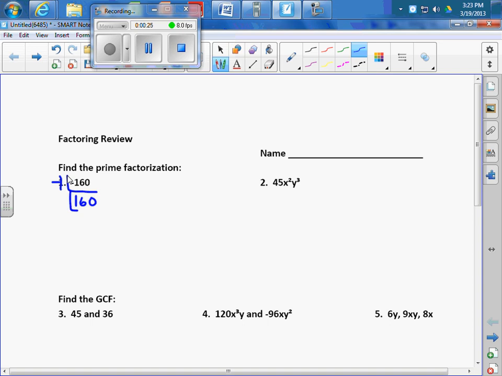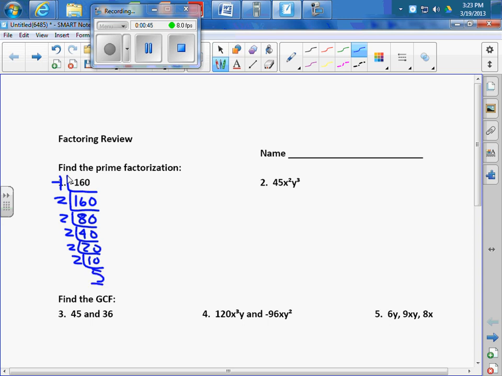And I like to do my prime factors like this because it keeps them in order, and that's just neat. It keeps them neat and in numerical order. So I'm going to divide that by 2 and I get 80. Divide by 2, I get 40. Divide that by 2, I get 20. Divide that by 2, I get 10. Divide that by 2, I get 5.